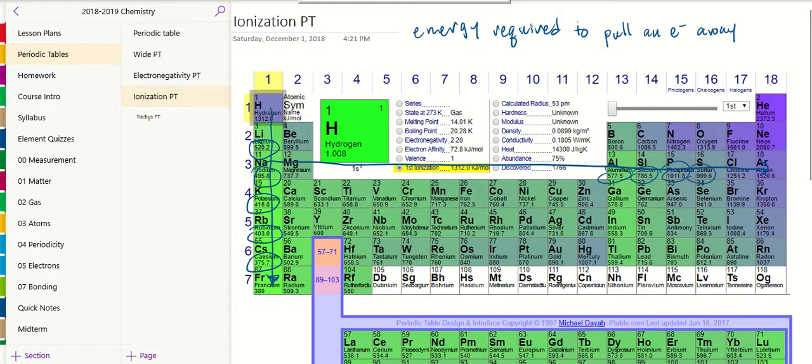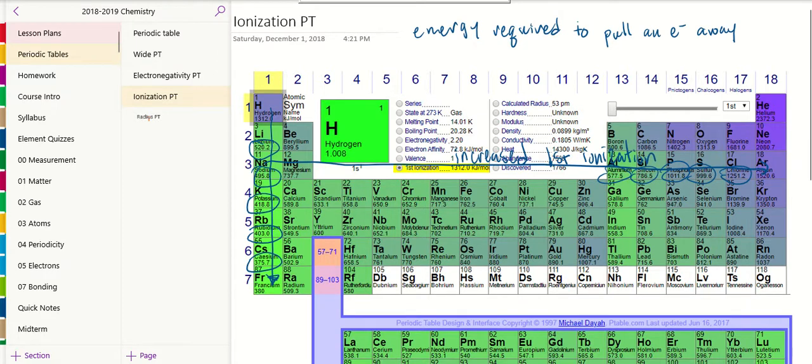It decreases also? No. It increases. Increased ENC means increased attraction between the nucleus and valence electrons, means it requires more energy to pull the electron off. So increased first ionization energy.